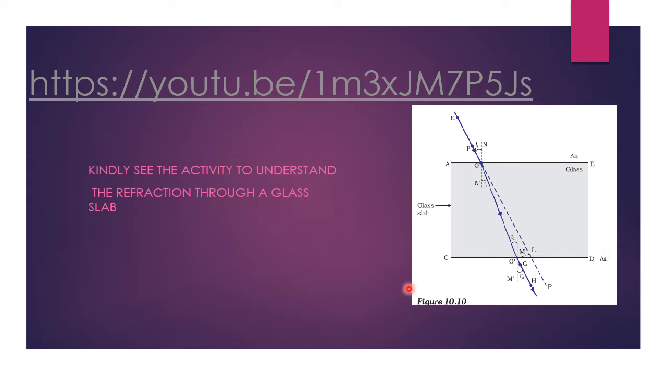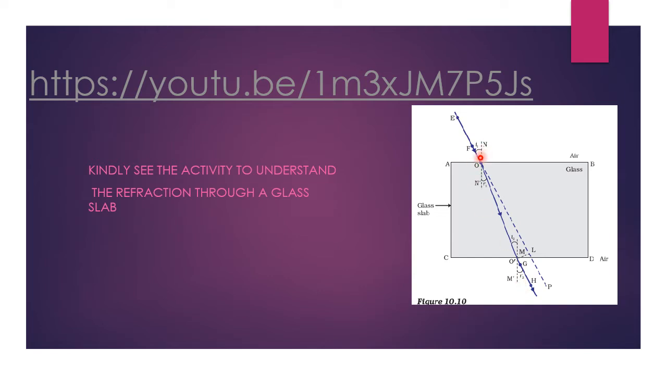Here ABCD is a glass slab. Glass slab means a block of glass, and a ray of light is passed through the slab, that is EF. Just see, this is the incident ray and here is a normal. When you see from the other side, you will see the ray coming out from here, whereas it should take this path EFLP. It is not taking that path, it is taking EFOGH.